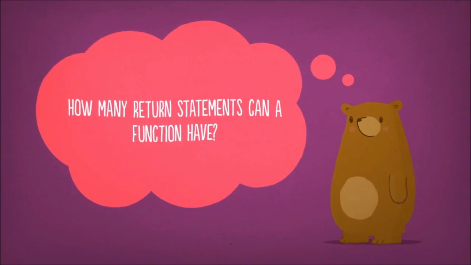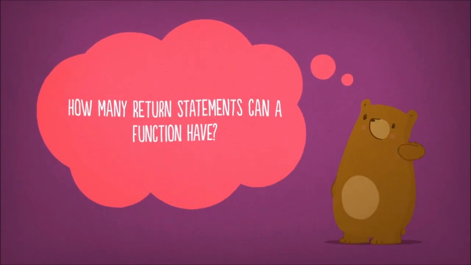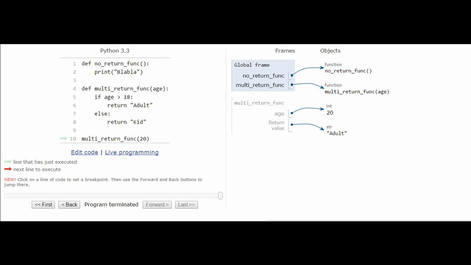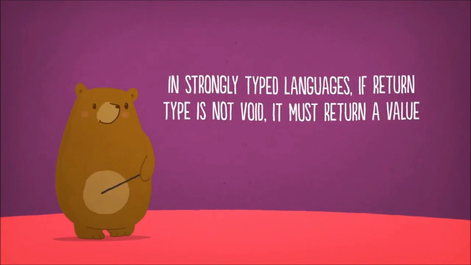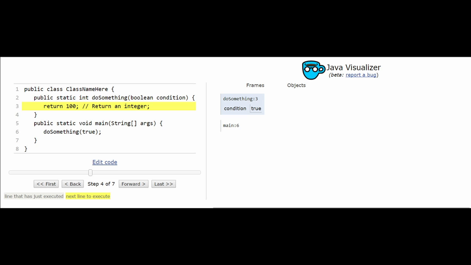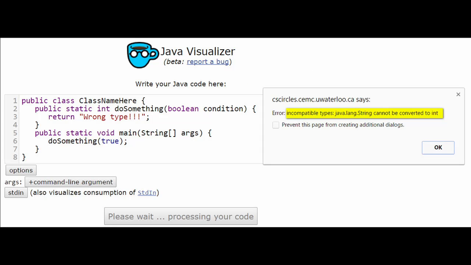You may want to ask, how many return statements can a function have? Remember, loosely typed languages don't require a return type specified. You can have no return statements or one or more return statements in Python or JavaScript. However, in strongly typed languages like Java or C++, if you declare a return type as void, there should be no return statements or a return statement without any values, like this. Once you declare a return type, you must return at least once with a declared type.